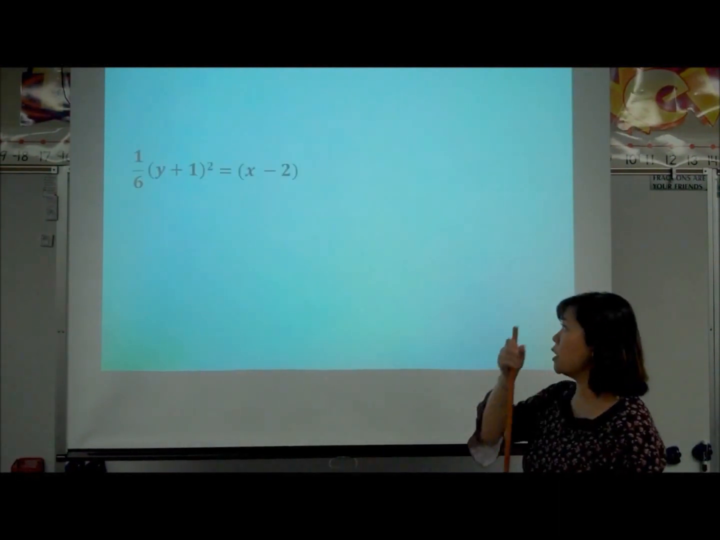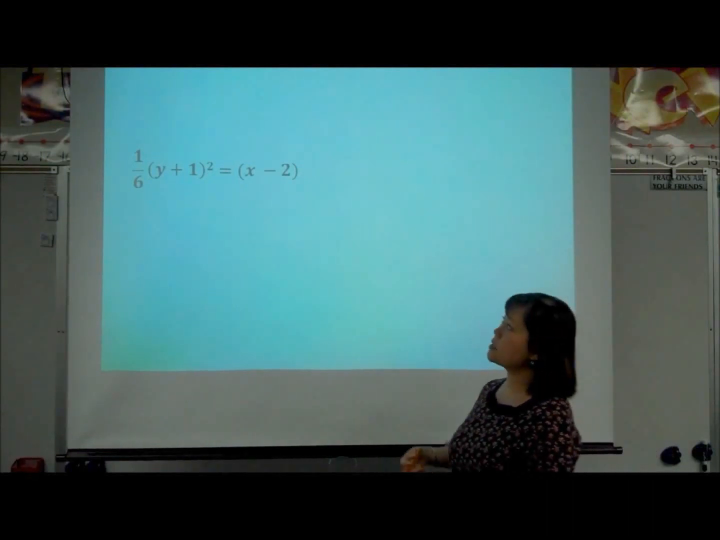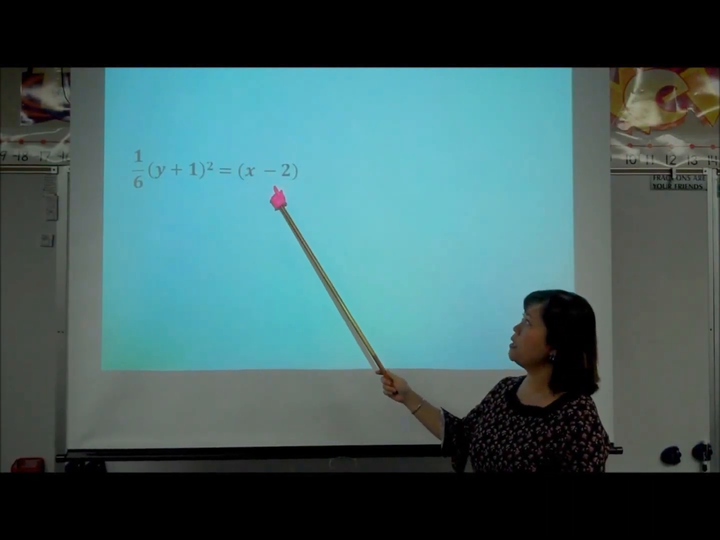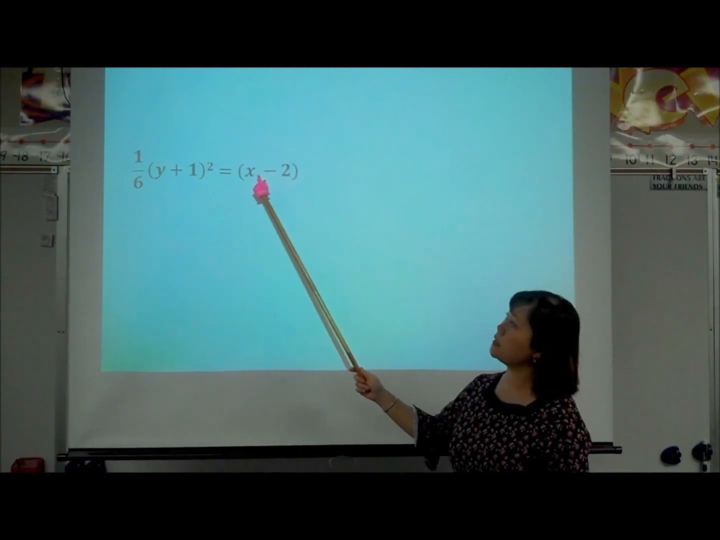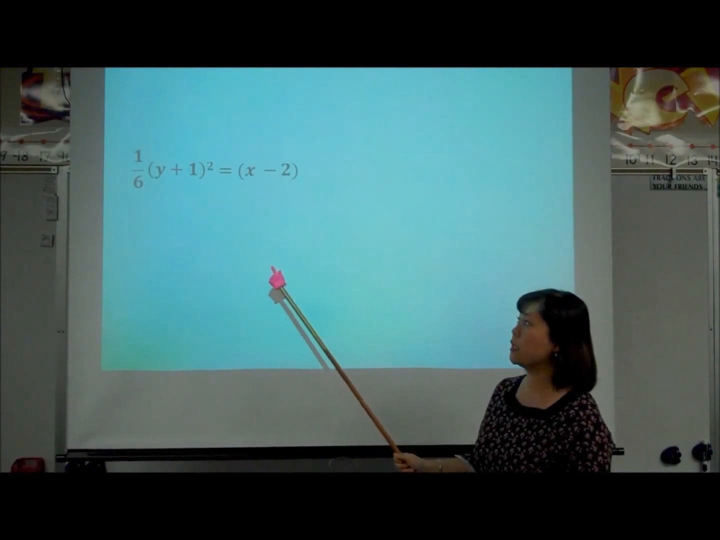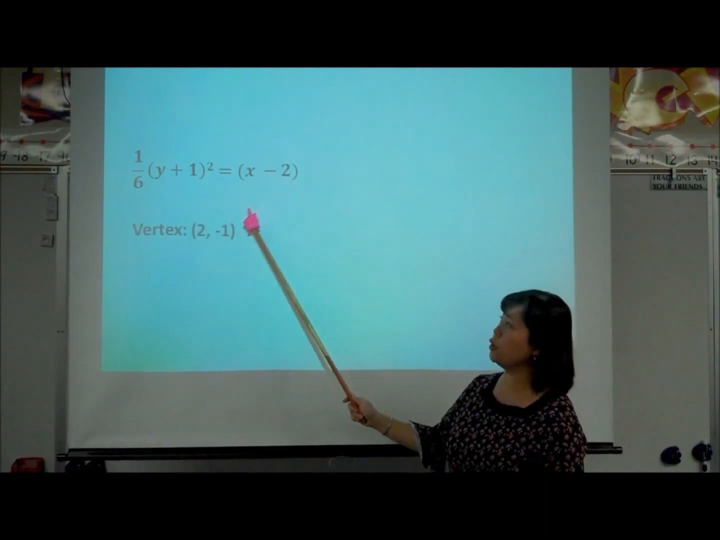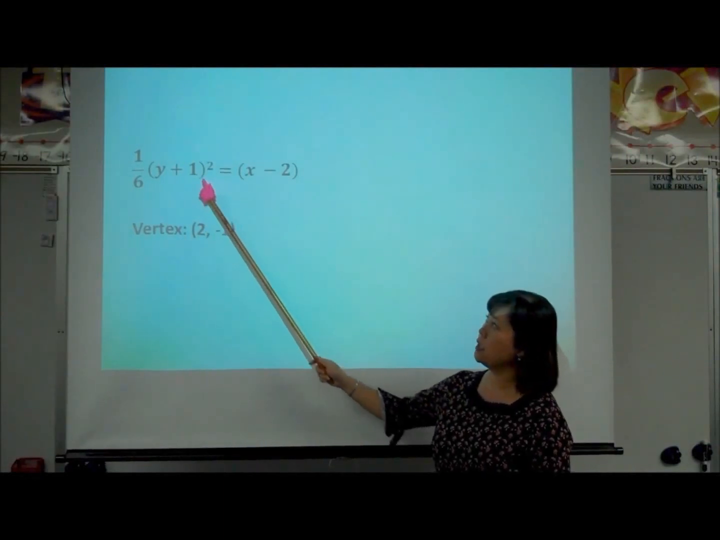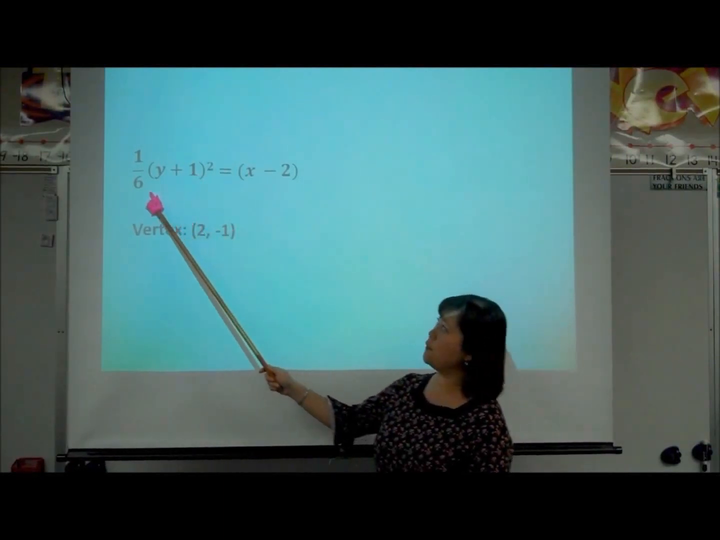Okay? So next screen, remember the vertex is always found in the parentheses. So that's your h and k, right? h comes from the x, and k comes from the y, and it's the opposite sign. So in our case, the vertex is going to be positive 2, and this is going to be negative 1 right there. So the p is found off of this right here.